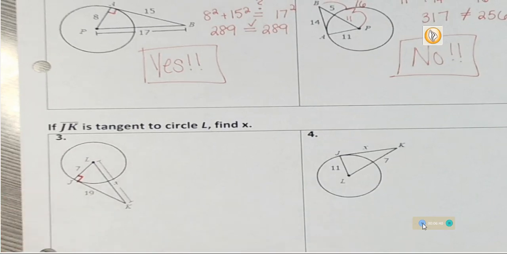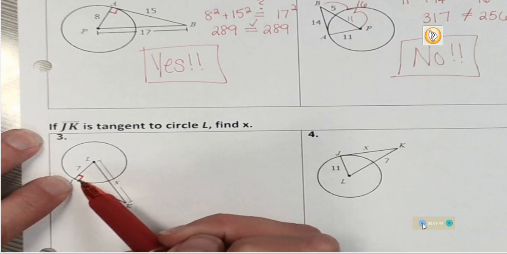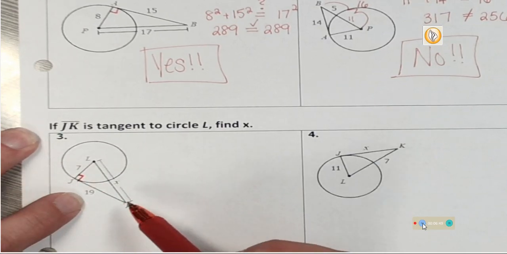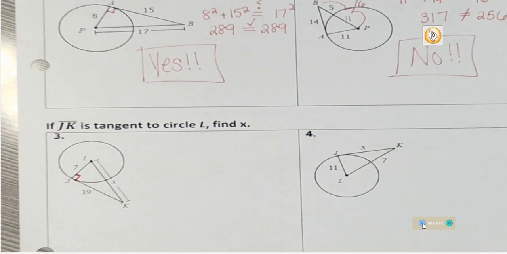Alright, and I need to look at the measurements they gave me and make sure that's the whole side. So 7 is from L to J. From J to K is 19, and from K all the way back to L, that's X. So I have all three sides. Which of those sides is my hypotenuse? The X. That's the one you really got to make sure you get in the right spot, okay?